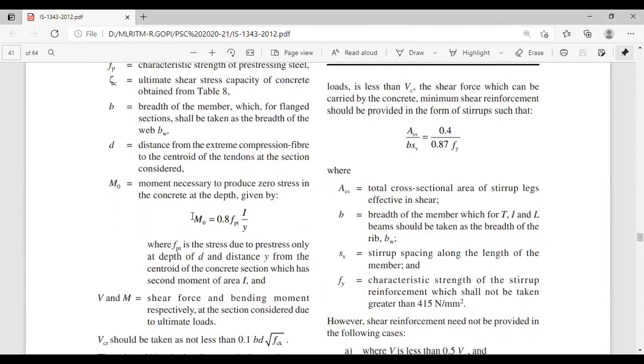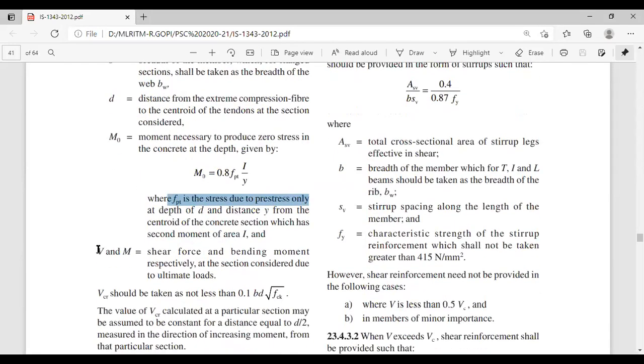So for M0 we have one formula. M0 is equal to 0.8 fpt I by y. So I is, we know, the moment of inertia and y is the distance from the centroidal axis. What is fpt? fpt is just stress due to pre-stress only. Next, V and M are shear force and bending moment respectively at the section considered due to ultimate loads.